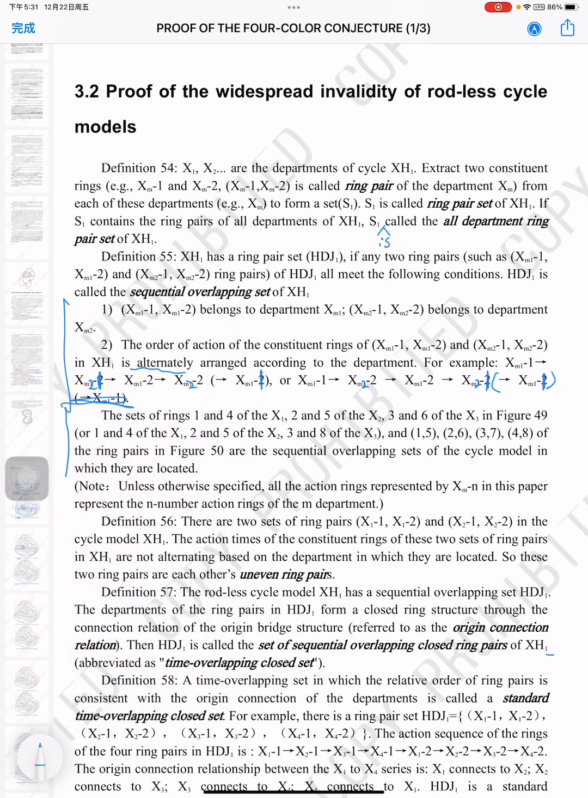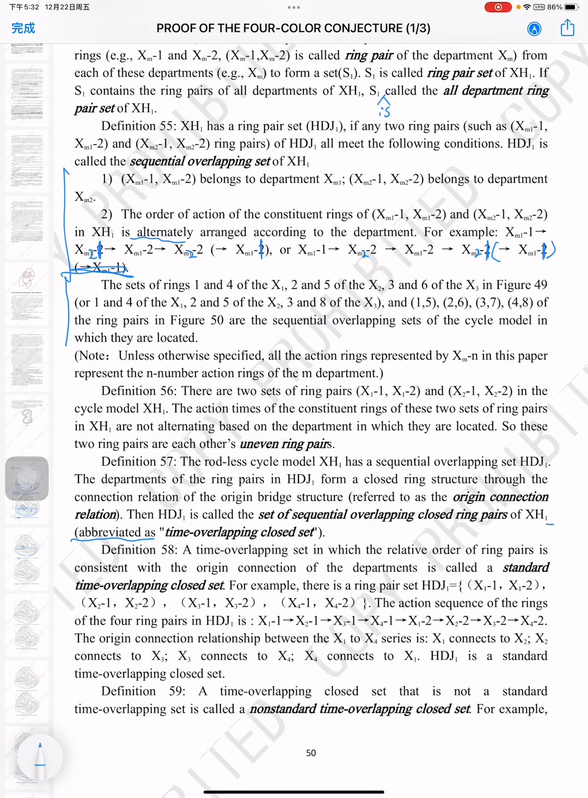Then HDJ1 is called the set of sequential overlapping closed ring pairs of XH1, abbreviated as time overlapping closed set. Definition 58. A time overlapping set in which the relative orders of ring pairs is consistent with the origin connection of the departments is called a standard time overlapping closed set. For example, there is a ring pair set HDJ1 equals this.